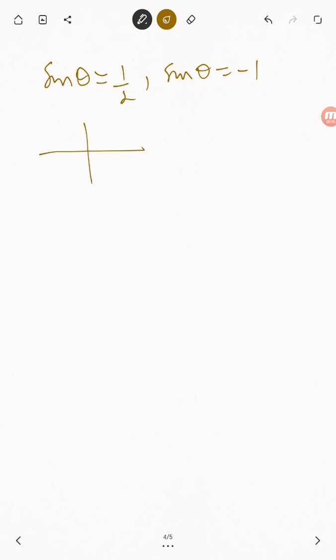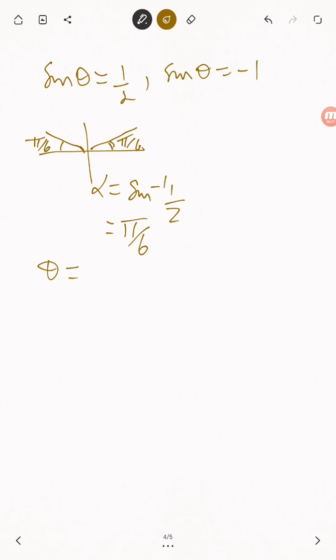Which quadrants are we in? I'm just going to go through it quickly since we've already done it. It would be 1 and 2 since it's positive. So I need my related acute angle, alpha, which is going to be the sine inverse of 1/2. According to special triangles, that would be pi over 6. And therefore theta would be pi over 6 in the first quadrant and pi over 6 in the second quadrant.